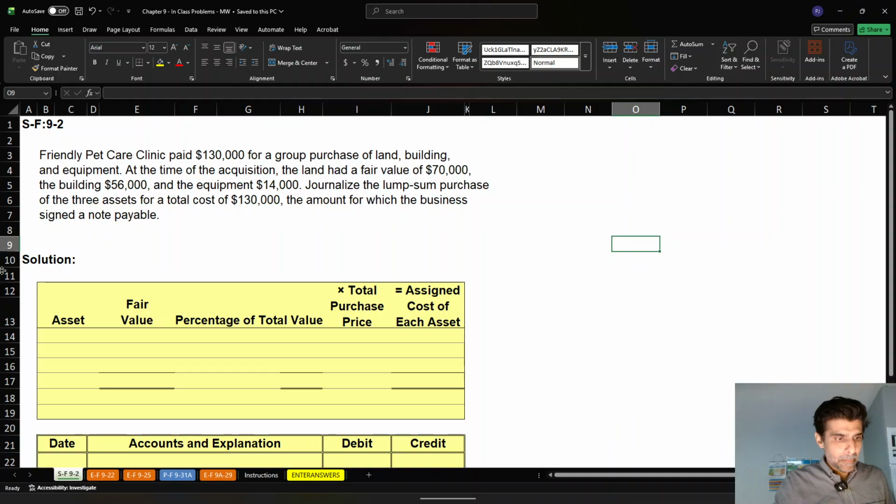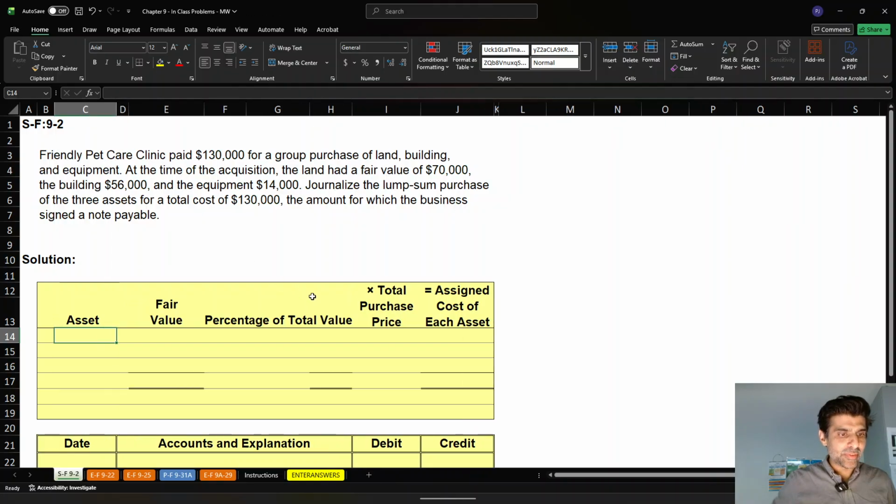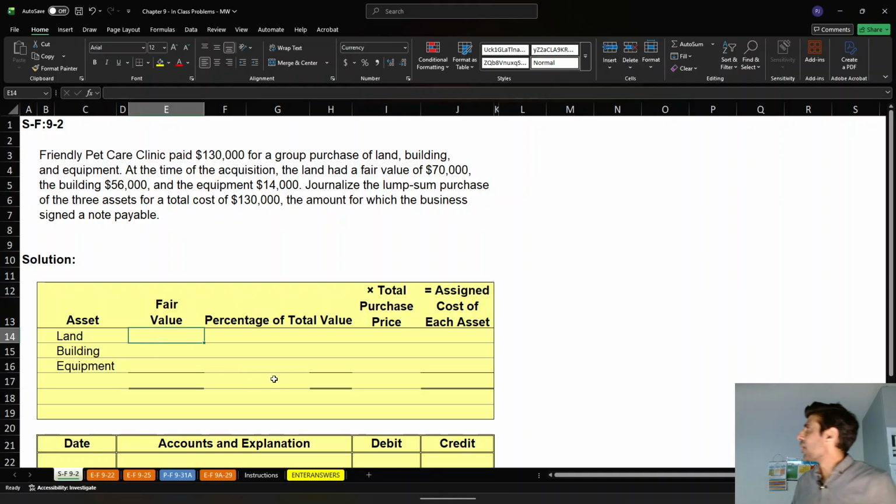Okay, so we'll use this table, they have a pretty good formatted table here with all the relevant components. So this transaction is comprised of three assets: land, building, and equipment. And this whole topic is called a lump sum purchase, meaning that you're paying one amount for several different assets. Each of these three things has its own individual portion of this 130,000.